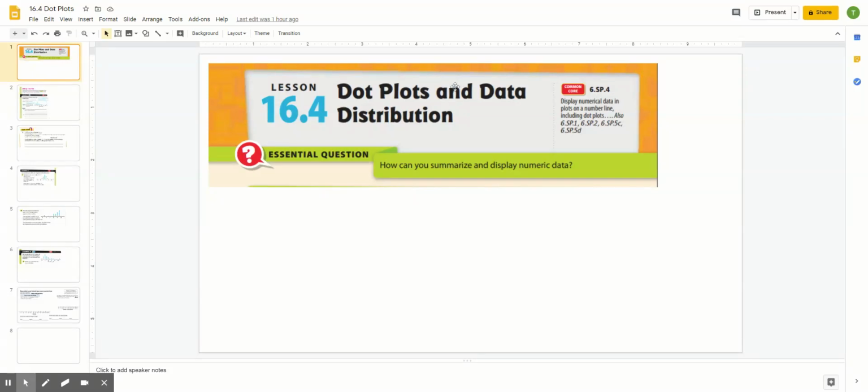All right, today we're doing lesson 16.4, dot plots and data distribution. Essential question: how can you summarize and display numeric data? All right, so yesterday's job with the box plots, you guys actually did a pretty good job constructing those. Today's lesson will be a lot easier, and you can probably draw a conclusion on what it's going to be. It's going to be dots on a plot.